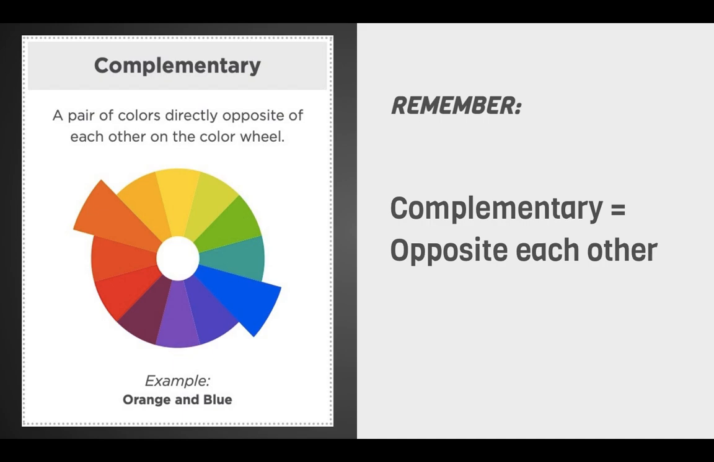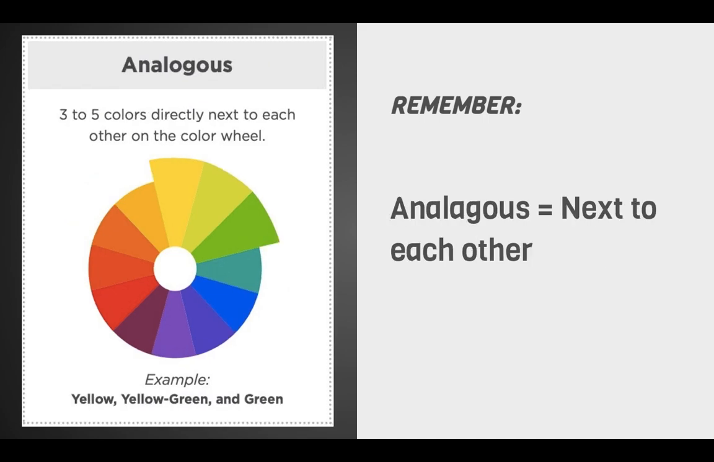And remember, complementary colors is a pair of colors that are directly opposite each other on the color wheel. In the example you see on the left, that would be orange and blue. They are directly across each other on the color wheel. They are complementary colors. The second color scheme you learned is analogous. Write this down. Analogous equals next to each other.